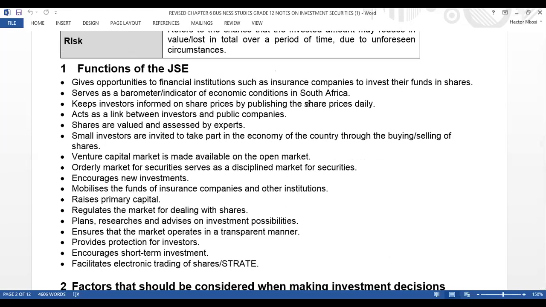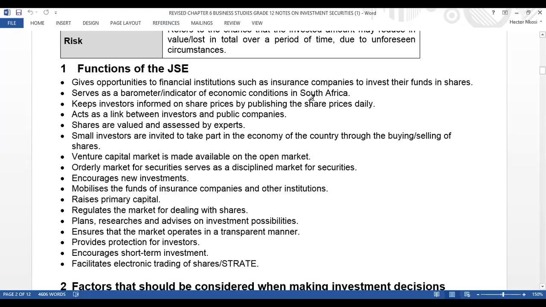Now, grade 12s, the functions of the JSE: it gives opportunity to financial institutions such as insurance companies to invest their funds in shares, basically. Remember now, guys, one of the requirements for your public companies is that their shares must be listed on the JSE. Also, it serves as a barometer or indicator of economic condition in South Africa.